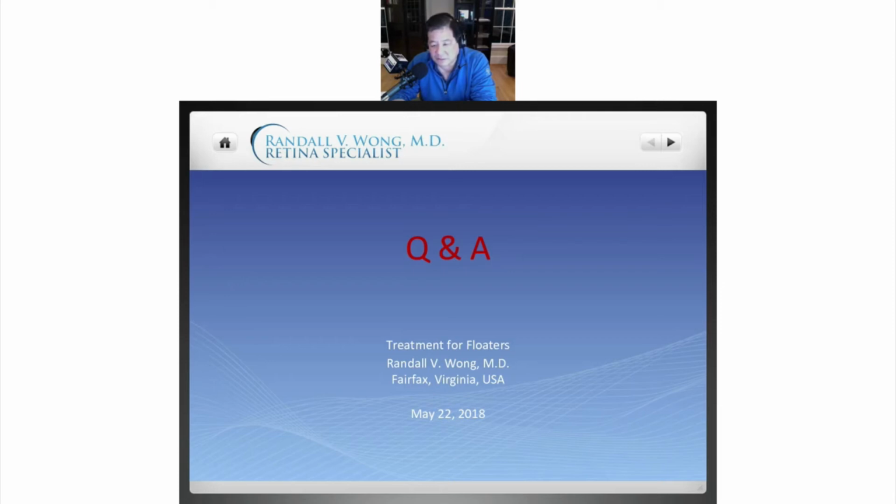Do you always have to cut through the conjunctiva to perform the operation? The conjunctiva is on the outside of the eye, so I have to get through the outside of the eye to get to the inside of the eye. So yes.